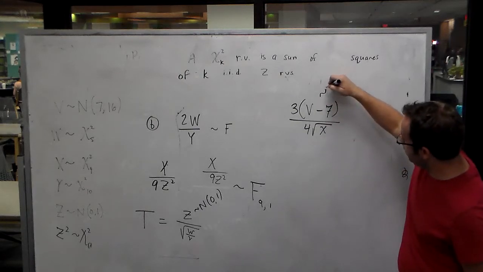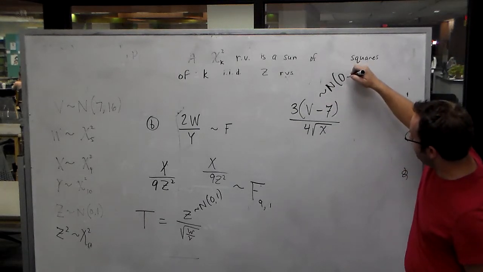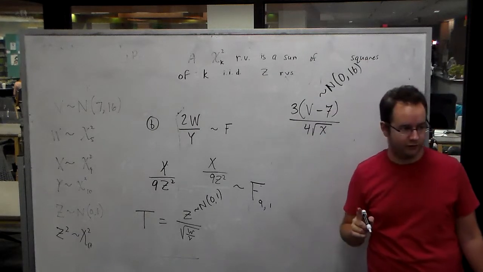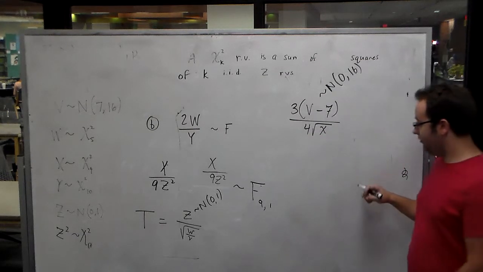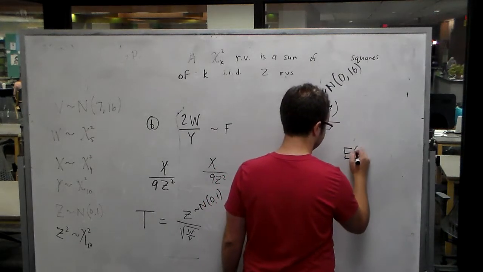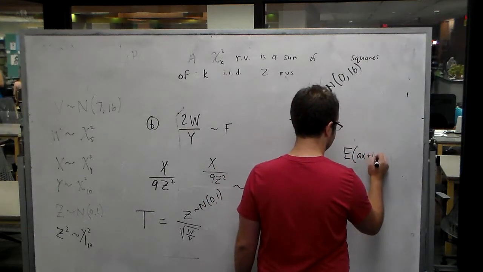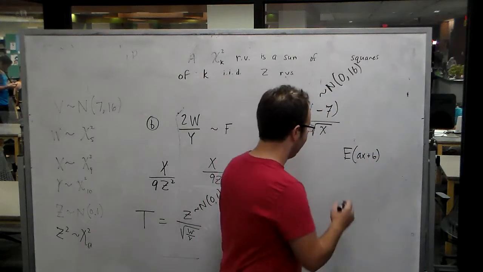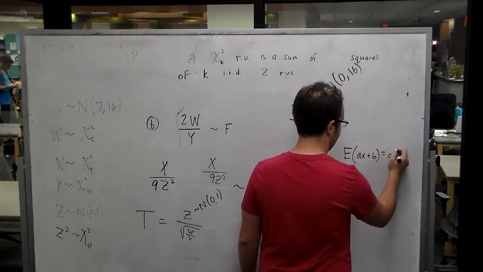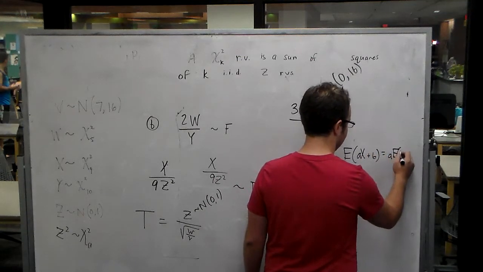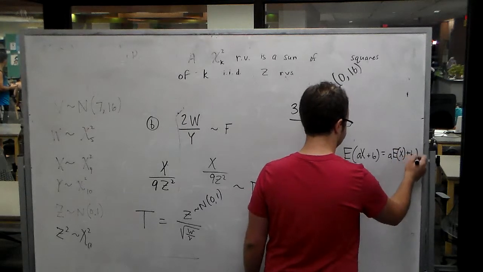So this guy is going to be distributed normal with mean 0, but variance 16. Guess what happens when you divide by 4? What does that do to the variance of something? It's good to know. And these are some formulas you're going to want to know. Have you seen this before? The expected value of aX plus b.